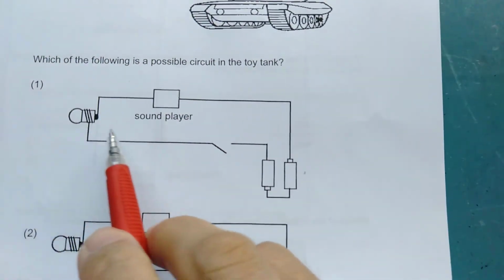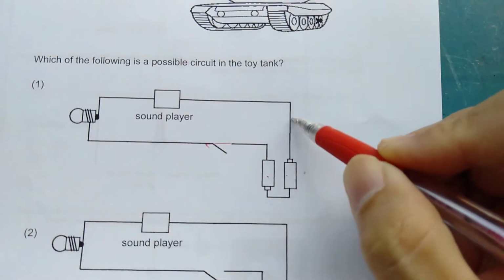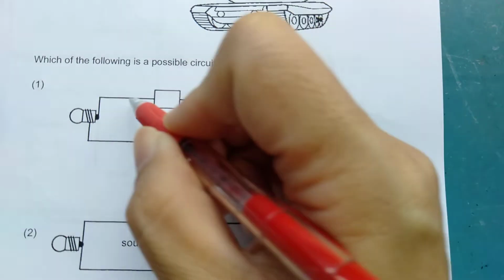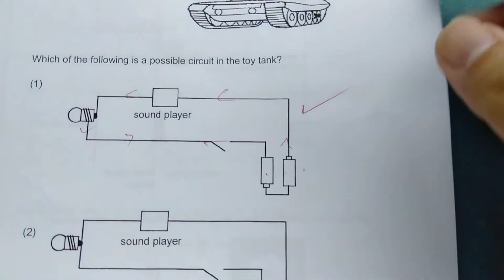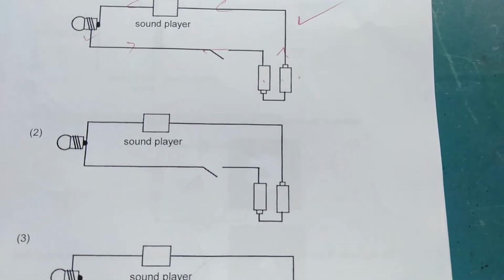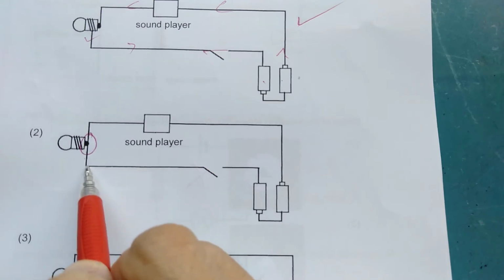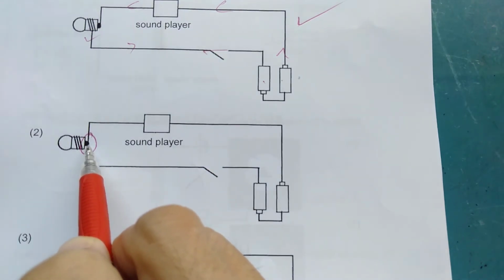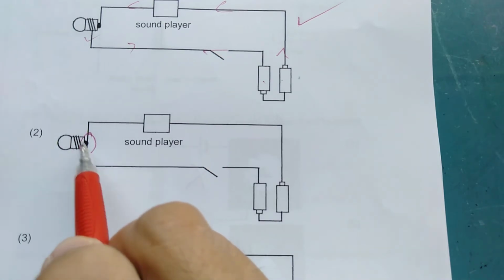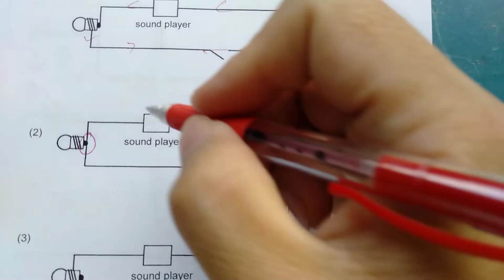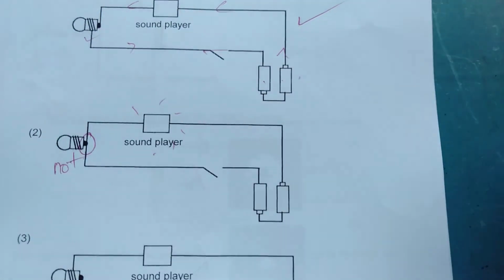So you see, if you close this circuit, what will happen? There are 2 batteries here. Then current will flow and it will light up. Yes, very good. 1 is the answer. Let's check number 2. What's wrong? This part is wrong. Notice that both wires here only touch the metal tip of the bulb. No wire is touching the metal casing. That's why current will flow. The sound player will sound, but this one will not light up.